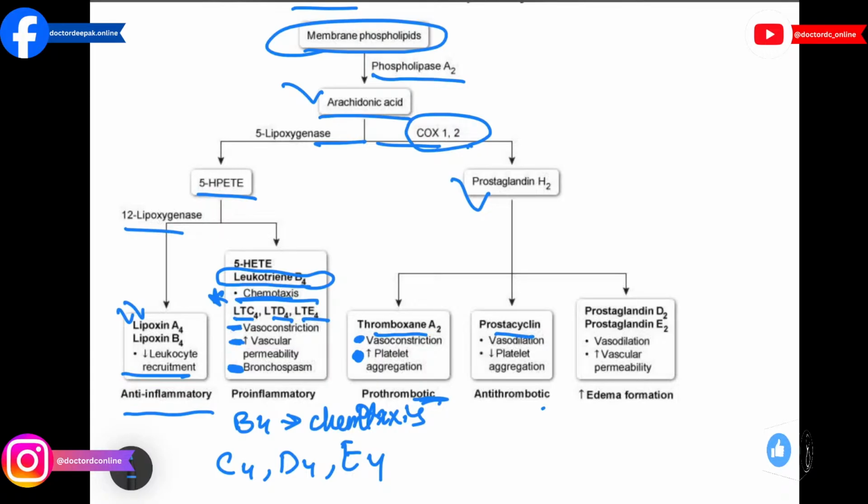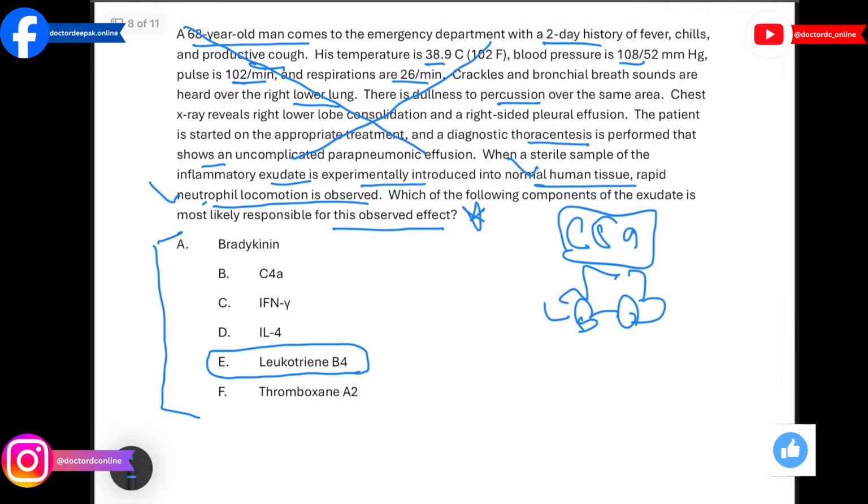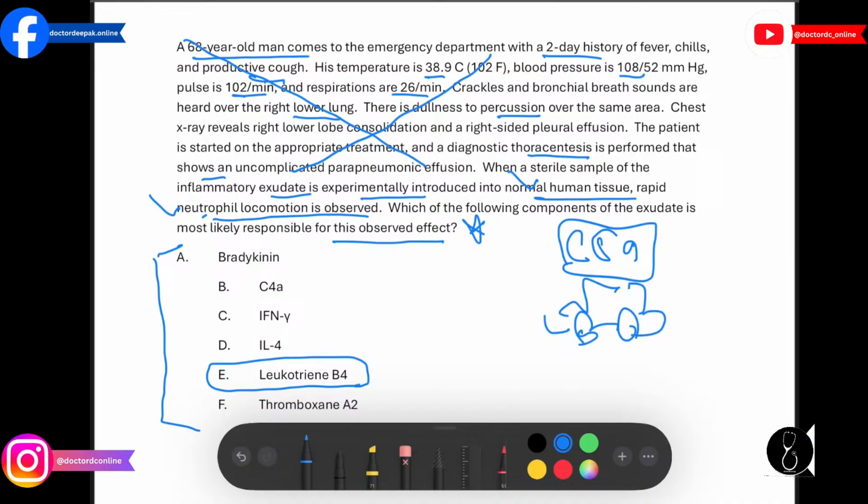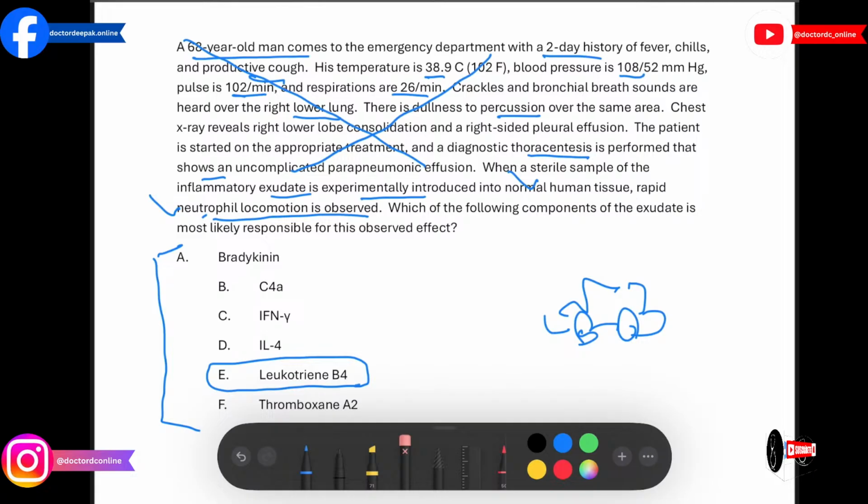And there's prostacyclin that is anti-thrombotic. They decrease the platelet aggregation and cause vasodilation. And if you talk about prostaglandin D2 and A2, they will be responsible for the formation of edema by increasing the vascular permeability and vasodilation. And according to this story, all the story that is given in the question is about the parapneumonic effusions.